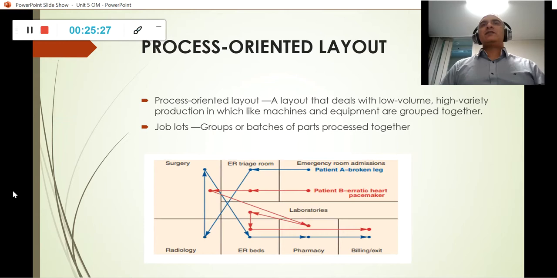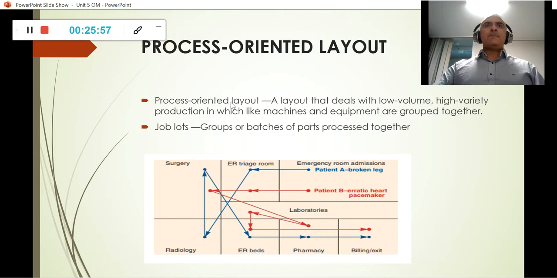We also have process-oriented layout, which in this case is about low volume and high variety. This is, for example, the hospital. In the hospital, we have few patients, but they have many different processes. So what we have to do is effectively plan and schedule all the areas. That's what hospitals do, which is try to use the locations effectively and try as much as they can to schedule the doctors in the location so that it can be more effective.